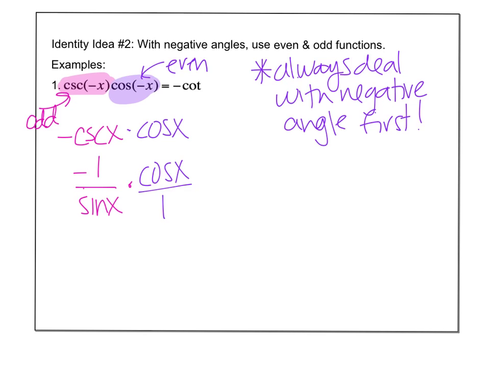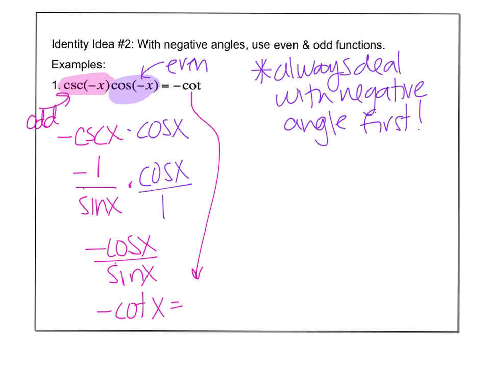And nothing cancels here, but I can combine them together, and I'm going to get negative cosine x over sine x, which again, that's a quotient, so if you look at the quotient properties you wrote down, cosine over sine is always cotangent. So that's negative cotangent x equal to, look what we were trying to get, negative cotangent x. They match, so you know you're done.